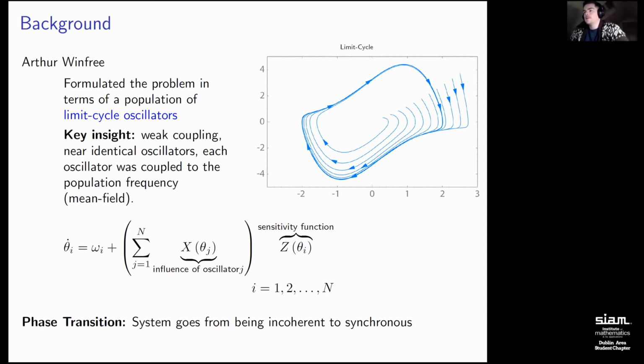He formulated the problem of collective synchronization in terms of limit cycle oscillators. So what's a limit cycle? I have a picture of it up there in the top right. A limit cycle is essentially any closed trajectory in phase space. Here you can see the dark line is this closed loop.